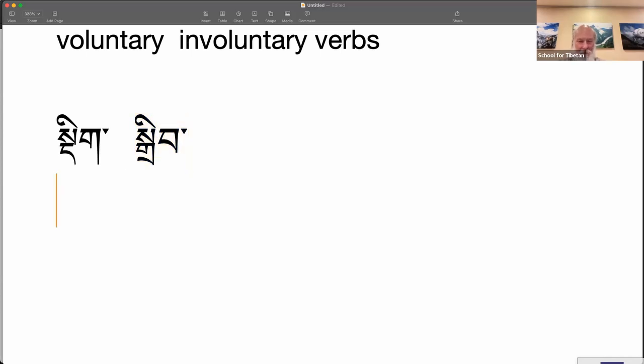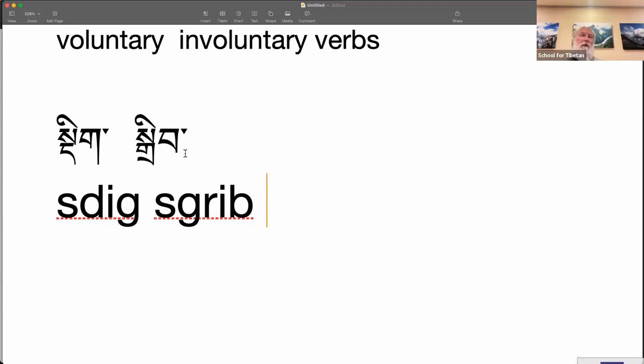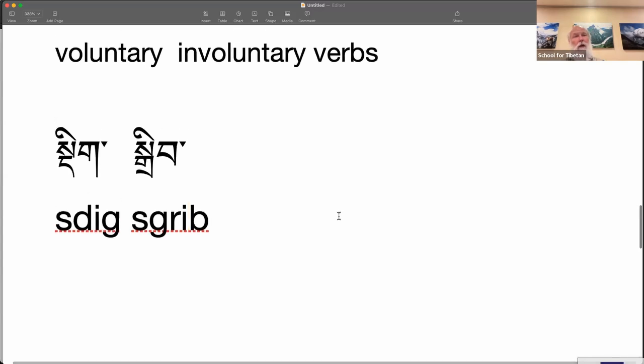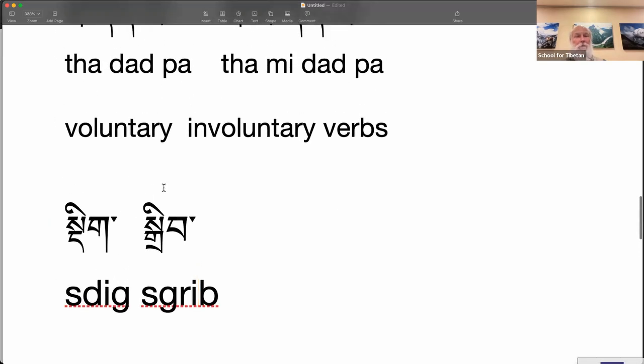Okay, they are transcribed like "dig drib." These two make up karma, or its effects, if you like. And so you see, karma is obviously a central topic in all of the Buddha Dharma.